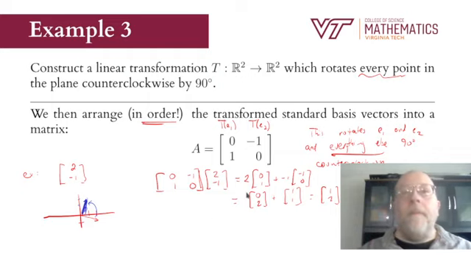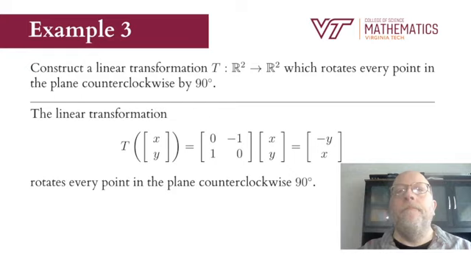That's huge. That is, we can describe geometric operations on arbitrary points in a plane just by identifying what happens to these standard basis vectors. So let's try a couple more examples, okay? So this linear transformation rotates every point in the plane counterclockwise 90 degrees. Here we are just working out what the transformation is. If we apply this to x, y, we just get -y, x.